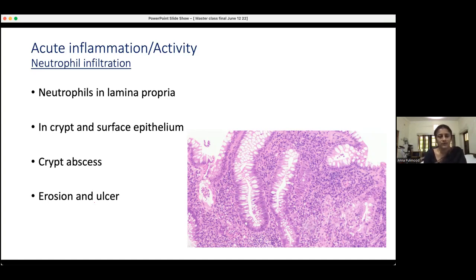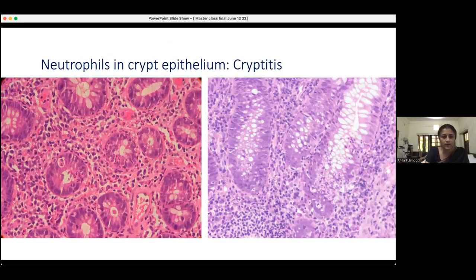Neutrophils first come into the lamina propria, the connective tissue, then they enter the crypt and the surface epithelium, then they enter the lumen of the crypts, and then they can cause significant crypt damage with superficial erosions or ulcers. Here you see a crypt cut in cross section with neutrophils in the epithelium. Here you see again a crypt with a lot of neutrophils in the epithelium.